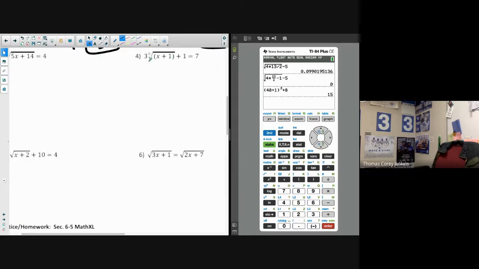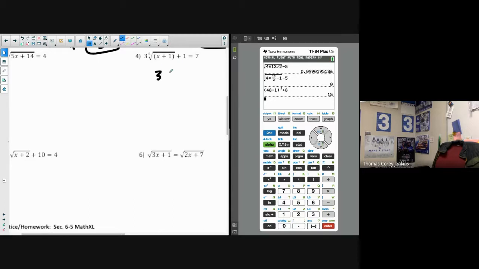So we want to isolate the radical, and this is kind of hard to see, but it says 3 times the 5th root of x plus 1, and then plus 1 equals 7. Okay. So when it comes to isolating this, you almost want to treat the radical just like you would a variable. Right, so on a regular 2-step equation, say 3x plus 1 equals 7, we'd move that over first and then divide by the coefficient. That's the same thing you want to do here, okay?